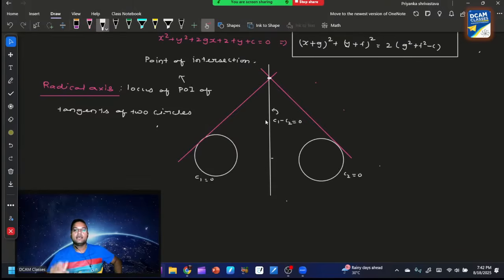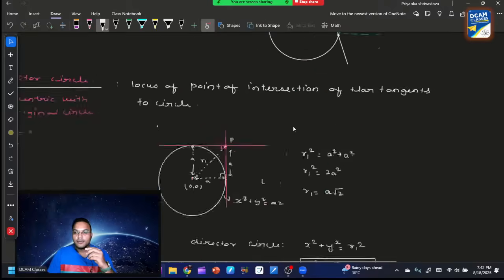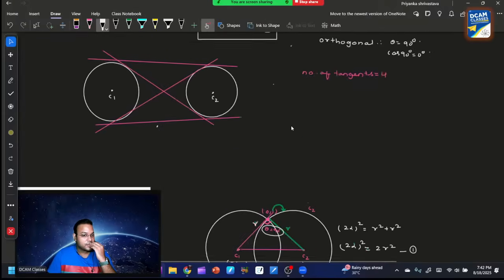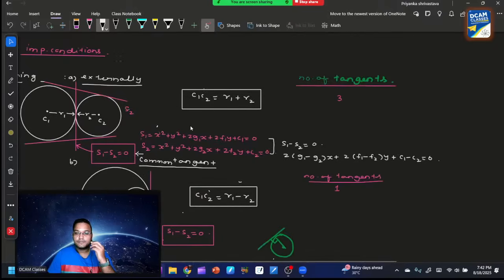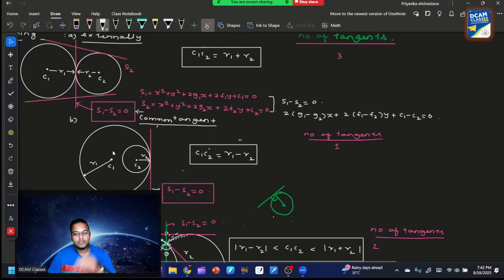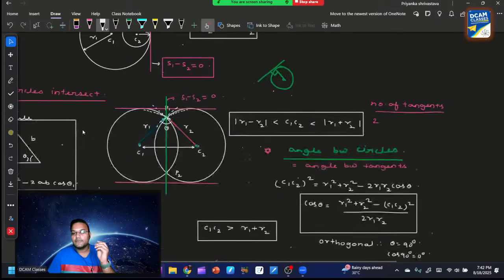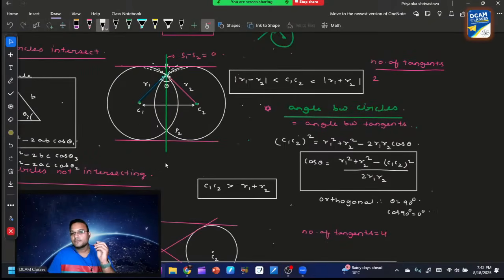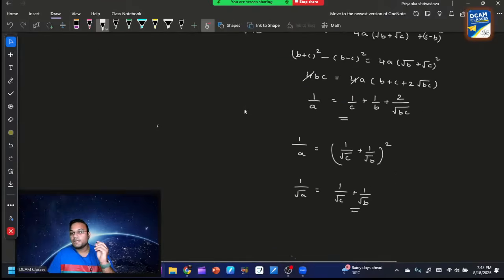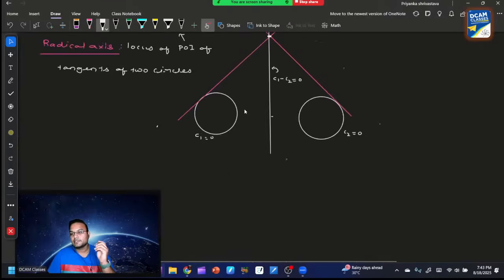And interestingly, I taught you that when these two circles intersect, the radical axis is the common chord. We have studied that earlier. I have taught you this, na? This part, when I was teaching this. S1 minus S2 is equal to 0. Here also I'll write S1 minus S2 for no confusion. When they are touching, it becomes the common tangent. When they are intersecting, it becomes the common chord. But when they are not touching, it becomes the radical axis.